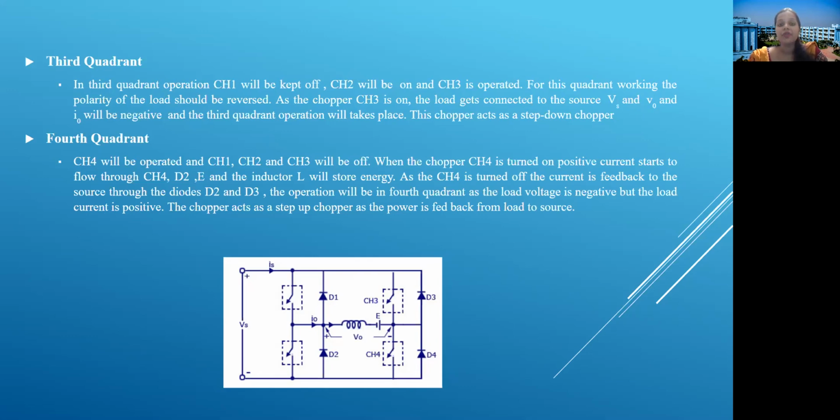As chopper 3 is on, the load gets connected to the source and the output voltage and output current will be negative. And the third quadrant operation will take place. This chopper acts as a step down chopper.